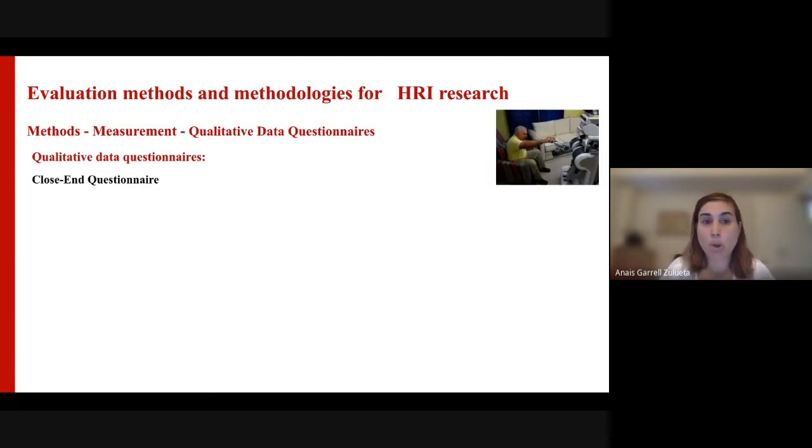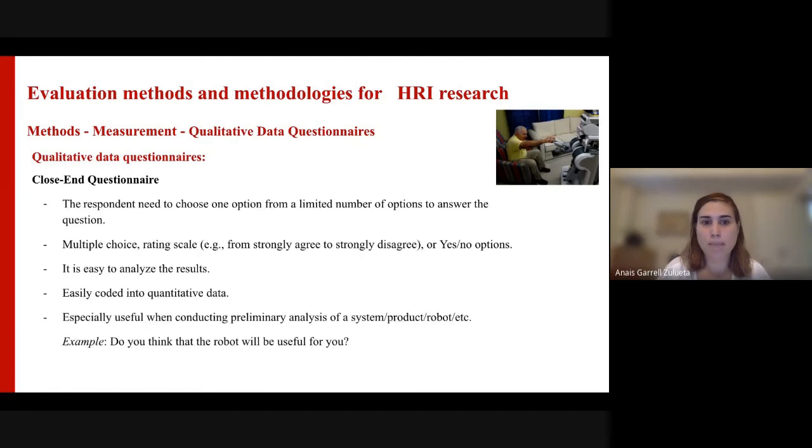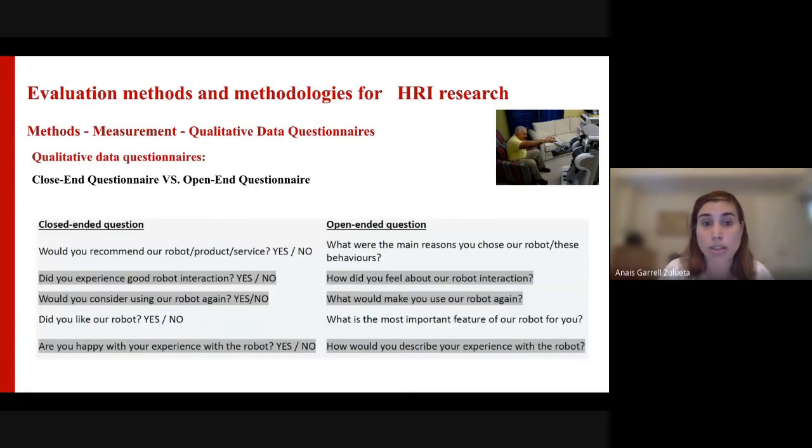And then we have the closed-ended questionnaires, which are easier to convert into quantitative data. For instance, we can use multiple choice, rating scales, yes or no options. So let's see an example of the closed-ended questionnaire versus the open-ended question. In closed-ended, we have, would you recommend our robot product or service? Yes or no?